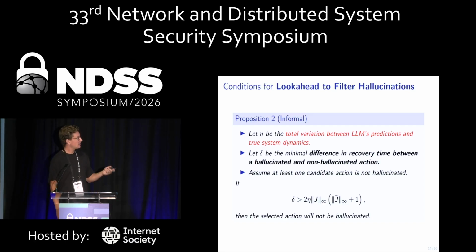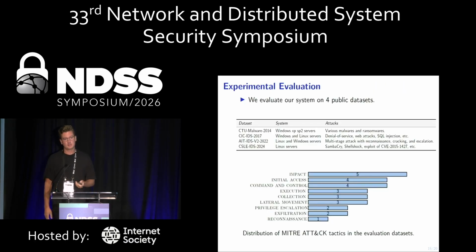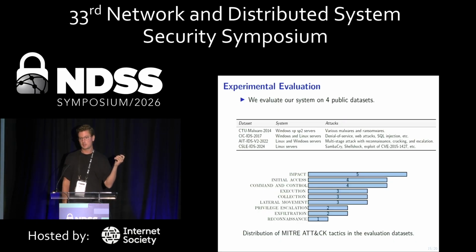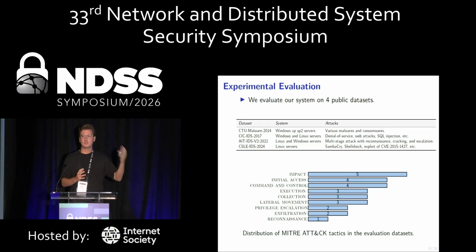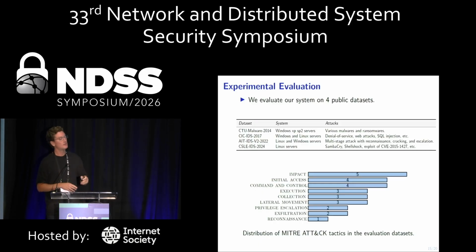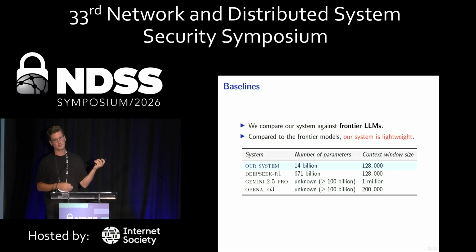We have also done an experimental evaluation of the method where we applied it to 4 public datasets of incidents reported in the literature. So all of these datasets consist of PCAP files and security alerts and so forth related to different incidents. And the way we evaluate our method is essentially that we prompt our method with these details about the incident, use it to generate a response plan, and then we compare it against the ground truth. And we also have some baselines to compare with, we also compare it to the frontier models.